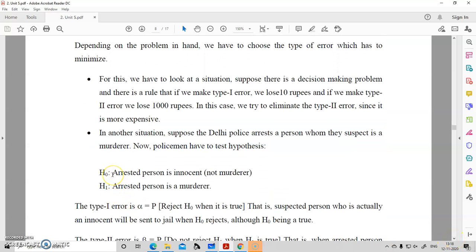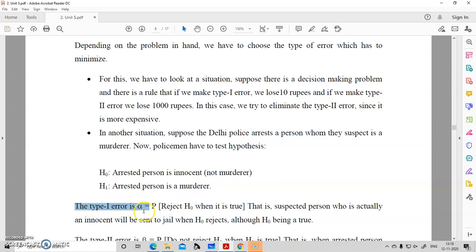So H0, we always take the Madhyama Pada, Buddha's Madhyama Pada, that is the middle path. The arrested person is innocent, is not a murderer. Always we take that the arrested person is innocent. What is the alternative hypothesis? The arrested person is a murderer. That is the complement of H0.